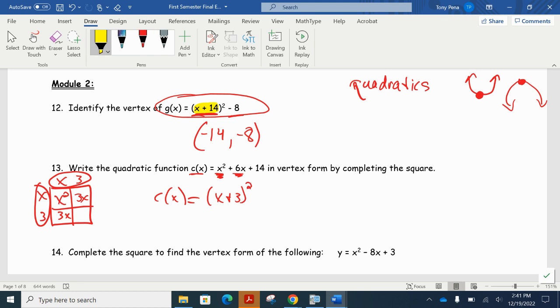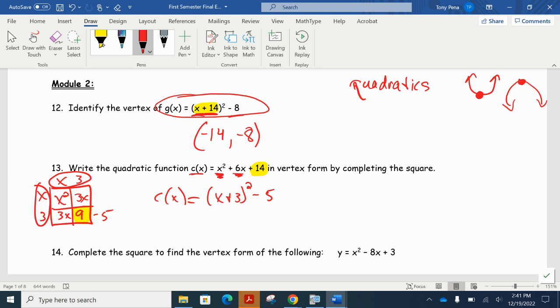The constant is where we always had to make a little bit of an adjustment, because this constant that we get from x plus 3 times x plus 3 is a 9, but our original problem is a 14. So we said we could either figure out what do we need to do to 9 to get 14. In this case, we would subtract 5. So we've got to subtract 5 from this.